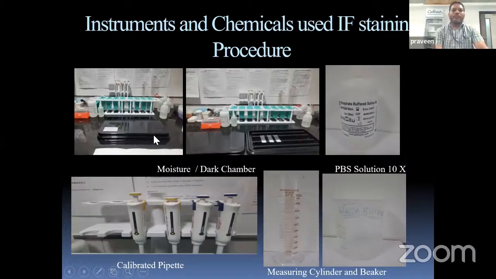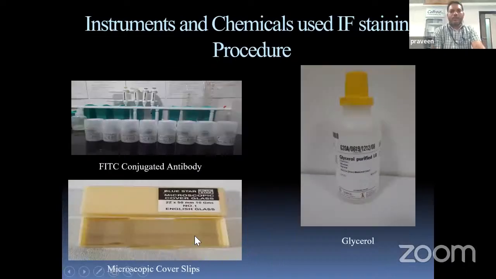That is the moisture and dark chamber. We are doing IF staining in here. We need a phosphate buffer, which is 10x. That is the stock buffer. We need calibrated pipettes, measuring cylinder, FITC antibodies, glycerol, and microscopic cover slips.